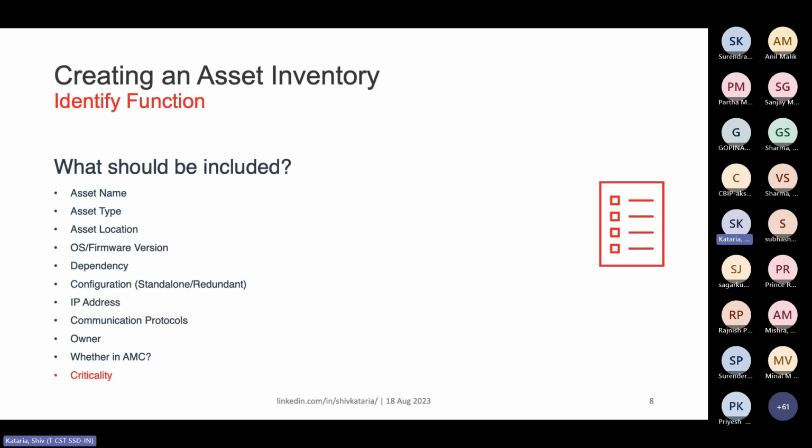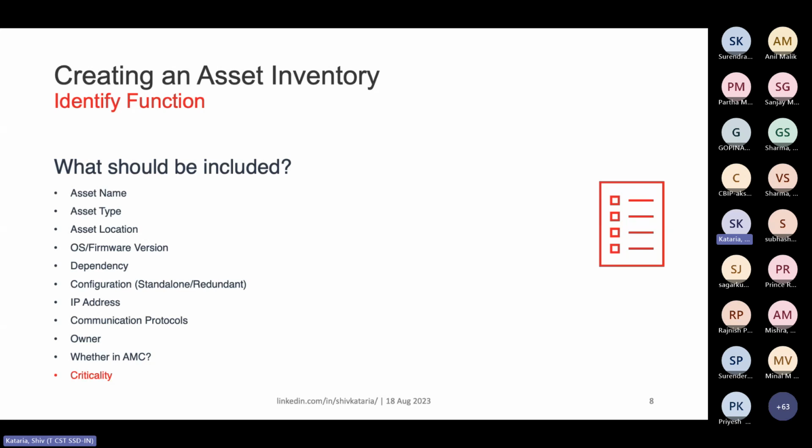But the basic things that an asset inventory should have are the type of asset, the name of the asset, where the asset is located, what kind of firmware is there, what operating system it's running, the dependencies of the asset, and also the configuration of the asset, whether it's a standalone device or in a redundancy mode, the IP addresses, the protocols that an asset is communicating on, and who is responsible for that particular asset.